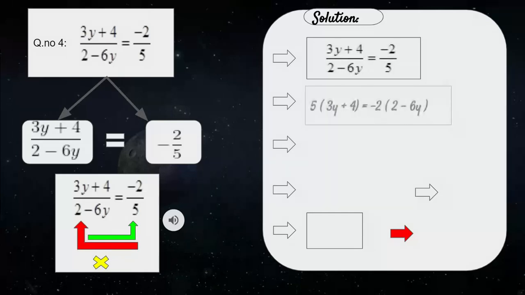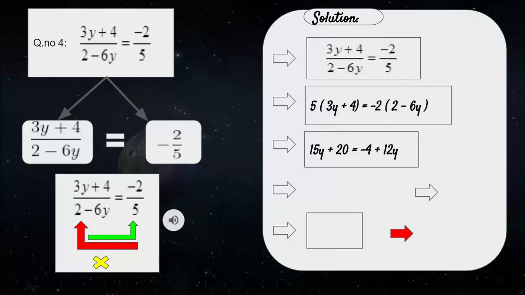See the second step of solution. 5 into 3y plus 4 is equal to minus 2 into 2 minus 6y. 5 3s are 15. 15y plus 5 4s are 20 is equal to minus 2 into 2 minus 4. Minus into minus plus 2 6s are 12. So plus 12y. Now shift the variable to left side 15y minus 12y because right side it is plus 12y.